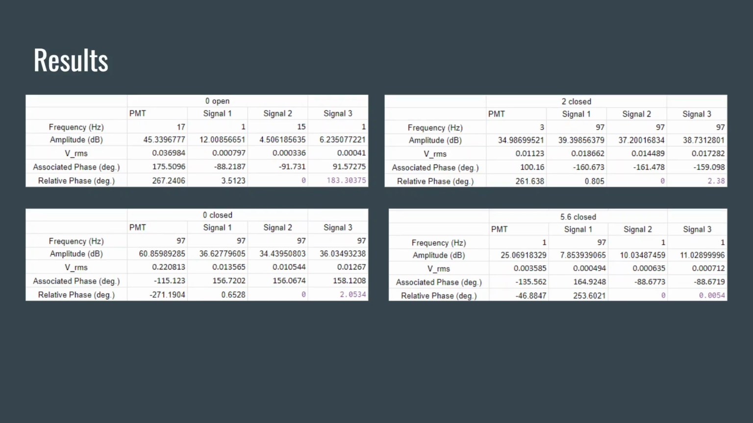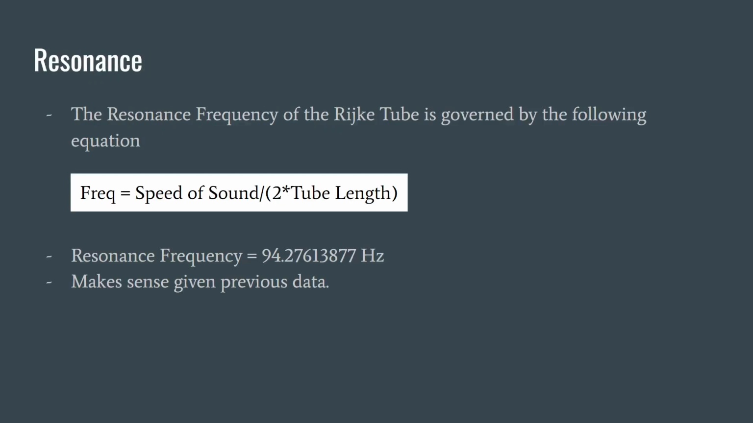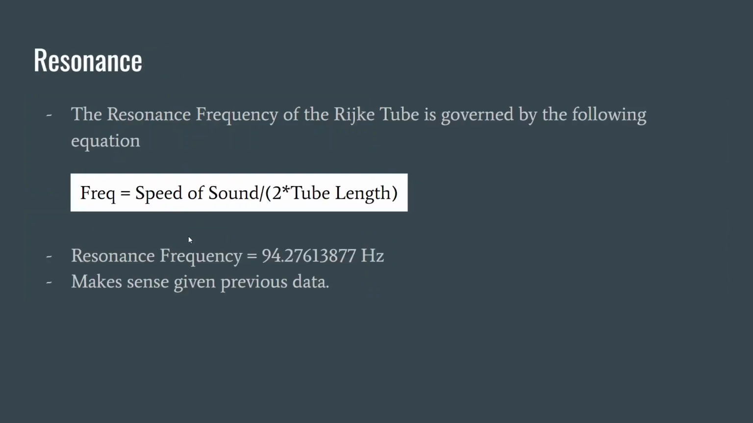The amplitude in decibels was calculated from the equation below, where VRMS equals PRMS shown, and the PRMS threshold is a constant shown below. Additionally, using the following equation, along with the data we measured at the beginning of the lab, namely the room temperature of 73 degrees Fahrenheit and the tube length of 72 inches, we were able to calculate a resonance frequency of the Rijke tube of around 94 hertz. This makes sense, as if you look at the previously displayed graphs, when the frequency is not around 94 hertz, the decibels are much lower, but you see a sharp increase once we hit around 97, which is very close to 94 hertz.